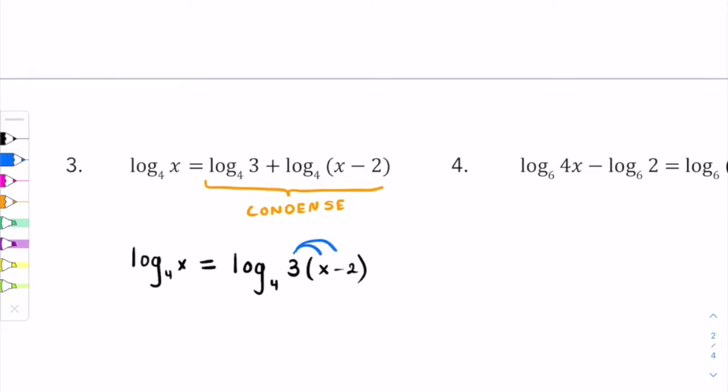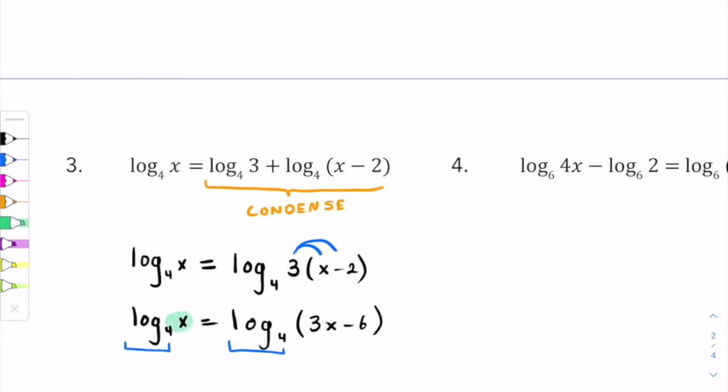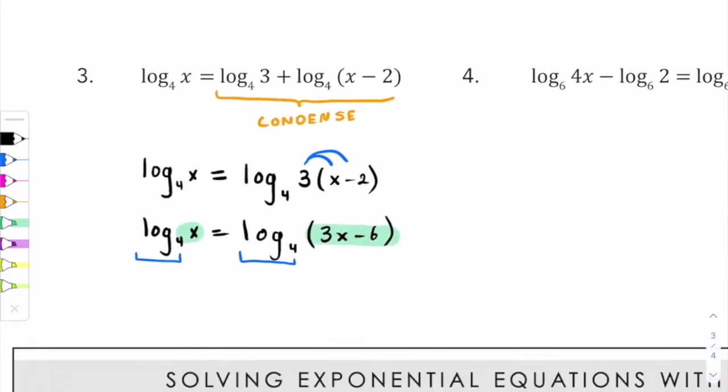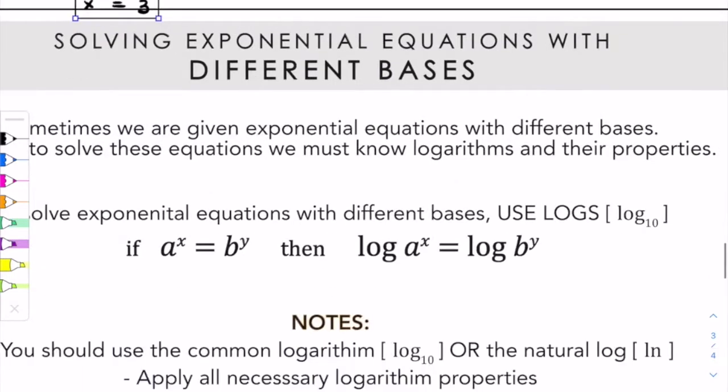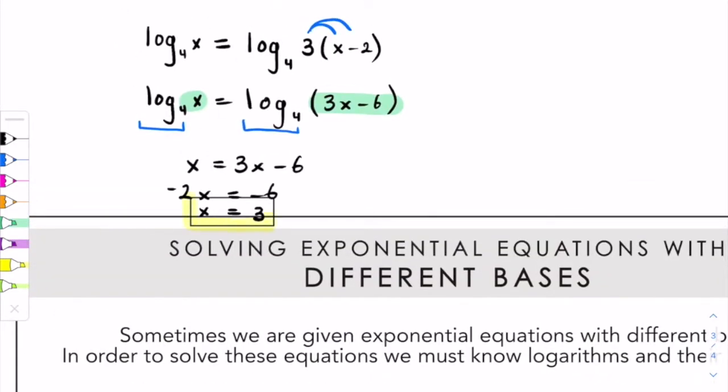Before I go any further, I'm going to create one single log, one single argument on the right side, giving us log base 4, 3x minus 6. Because these logs and bases are the same, you can set x equal to 3x minus 6. And x is equal to positive 3. Make sure you check your answer. It would work out here, so that is your solution. x equals 3.